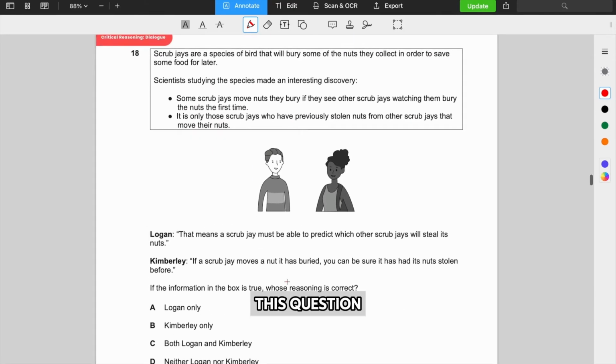Right, let's do this question. Scrub jays are a species of bird that will bury some of the nuts they collect in order to save some food for later. Scientists studying the species made an interesting discovery. So there's two conditions. First one, some scrub jays move nuts they bury if they see other scrub jays watching them bury the nuts the first time.